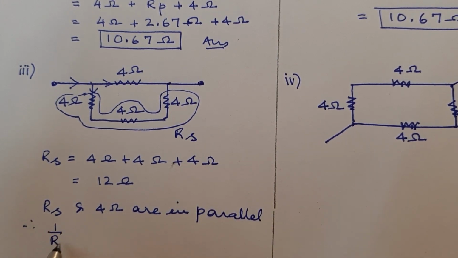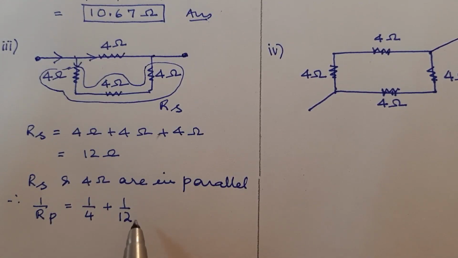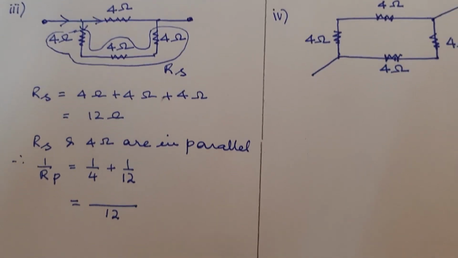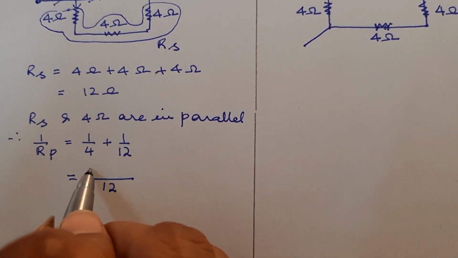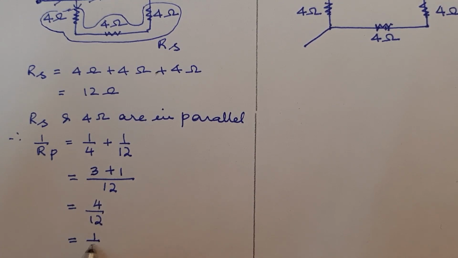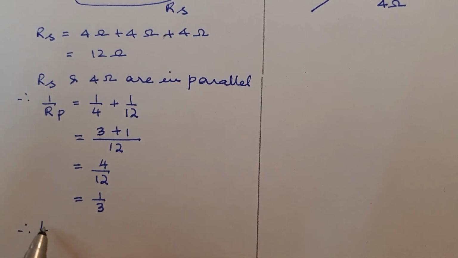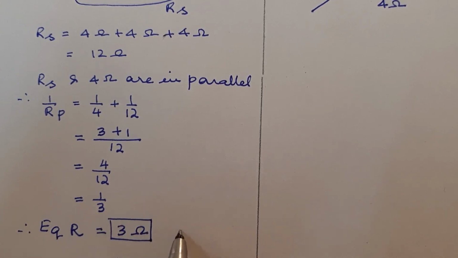Therefore, 1 upon RP is equal to 1 upon 4 plus 1 upon 12. That will give me, LCM is 12. So 3 plus 1, that will give you 4 upon 12, which is 1 upon 3, and therefore the equivalent resistance is equal to 3 ohm, and that is our answer.